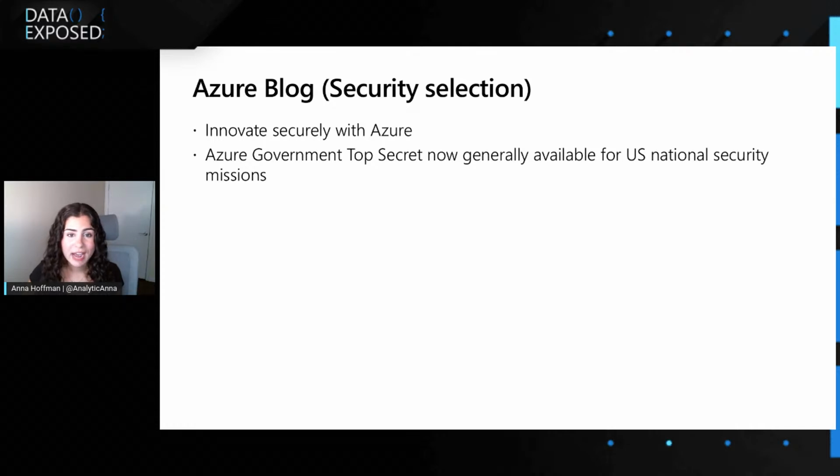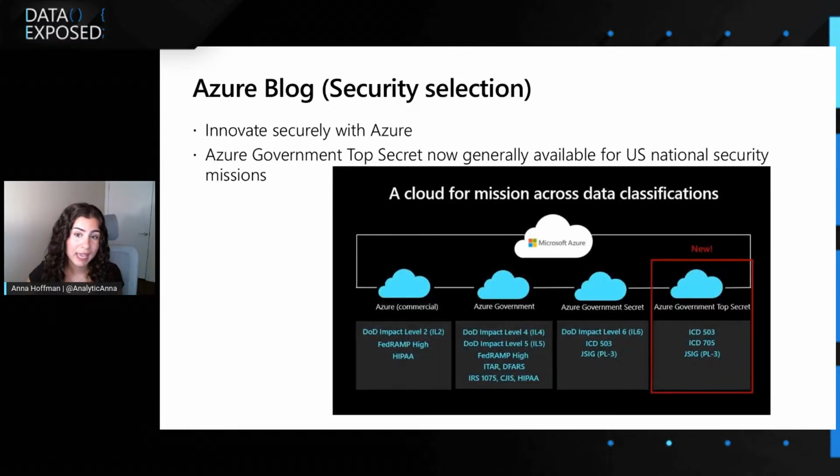Speaking of security, Azure Government Top Secret became generally available for US national security missions. So Top Secret is kind of like the highest level of security clearance that I'm aware of. I'm sure there's others, but you can now see this new cloud service that's become GA and some of the new certifications that it meets. So you can innovate securely with Azure, not only because of this new Gov Cloud, but also because of all of the things you just saw about the qualifications and the investments that Microsoft makes towards security.